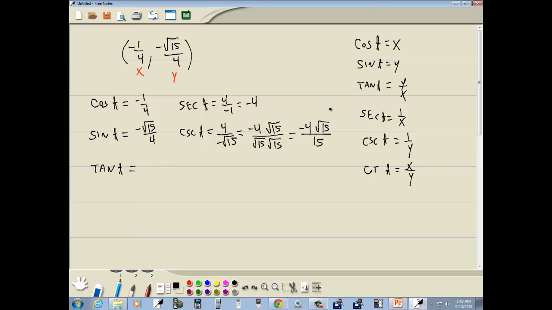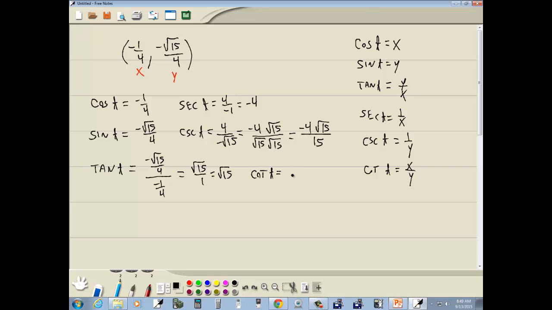Tangent is equal to y over x, so I'm going to have negative square root of 15 over 4 all over negative 1/4. Now the 4's can cancel away. If you have a single fraction on top and a single fraction on the bottom, they both have the same denominator, you can cross those out. Negative divided by negative is positive, and square root of 15 over 1 is going to give us square root of 15.